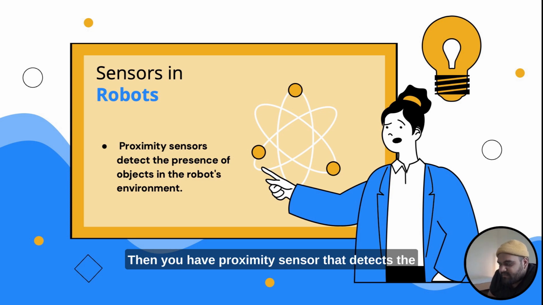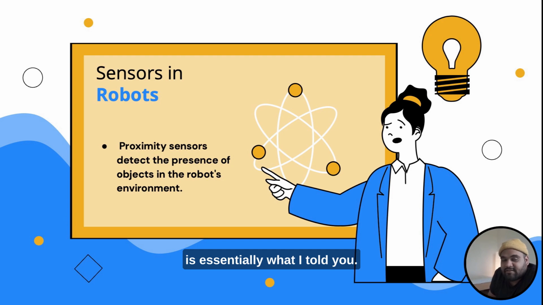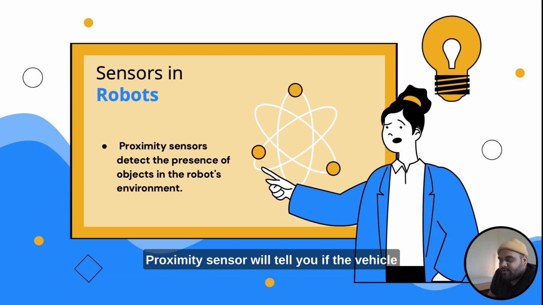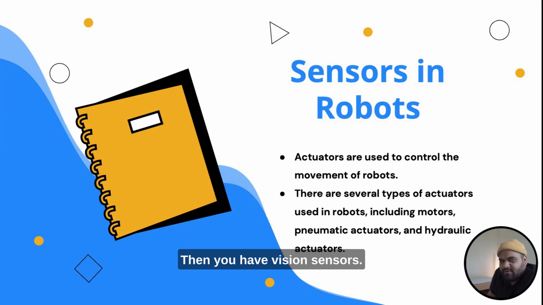Then you have the proximity sensor that detects the presence of an object in the environment, which is essentially what I told you. You might have seen a proximity sensor in the reverse parking sensor of a car. You can see that the car is beeping all the time, and the beep increases if the car is becoming very close. That happens because of the proximity sensor. The proximity sensor will tell you if the vehicle or the object is close by, and then you can take actions accordingly. Then you have vision sensors.